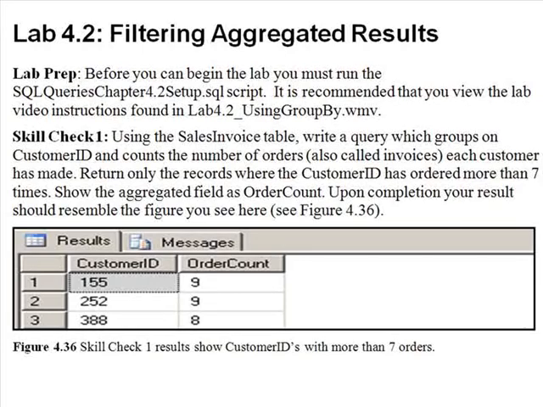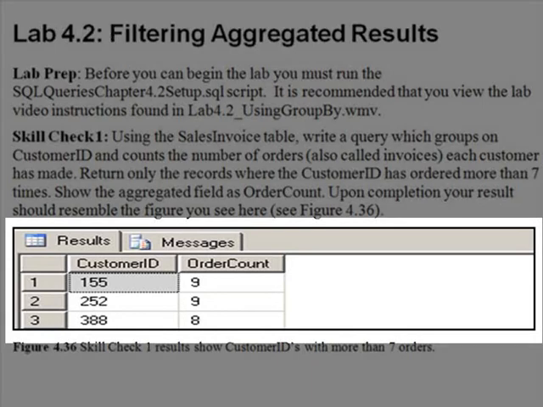Time for Lab 4.2, Skill Check 1. Using the Sales Invoice table, write a query which groups on customer ID and counts the number of orders, also called invoices, that each customer has made. Return only the records where the customer ID has ordered more than 7 times. Show the aggregated field as order count. When you're done, your screen should resemble the figure you see here.